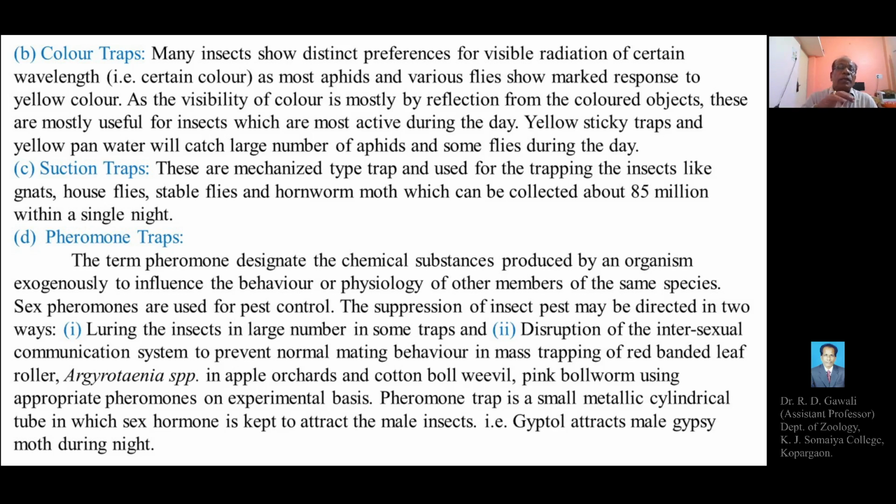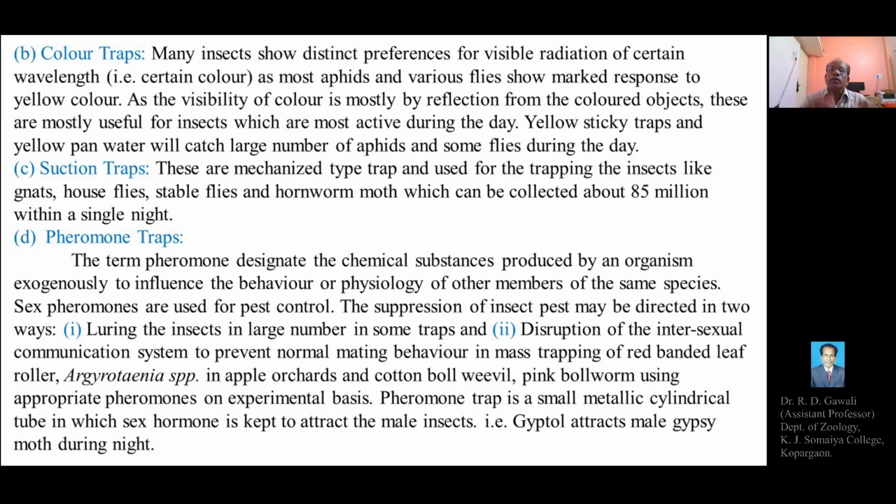Then yellow sticky traps and yellow pan water will catch a large number of aphids and some flies even during the daytime. You might have seen the yellow colored papers which are smeared with some sticky material like oil. We can simply use the yellow color paper immersed in oil and hang it in a crop field. During daytime certain flies and aphids get attracted towards these yellow colored traps.